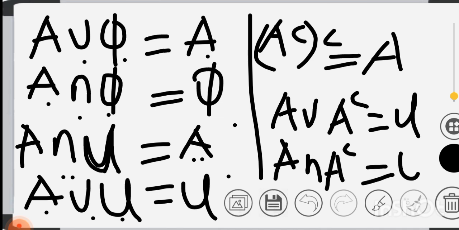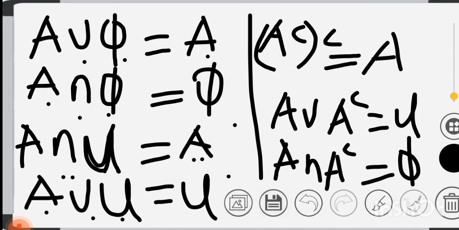Now, if you don't know the meaning of the complement of a set, it means elements that are not present in this set, but they are inside the universal set. That's what we call the complement of that set. You can check the first one. This is just a general overview of the sets I did before. So take note of that.